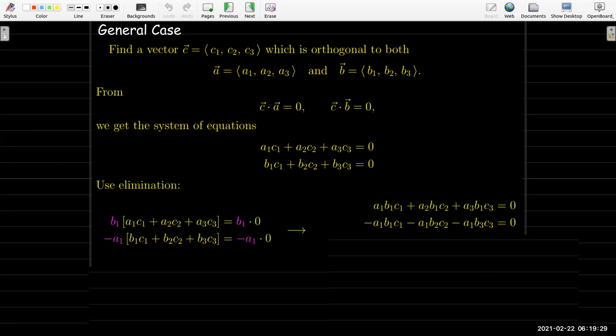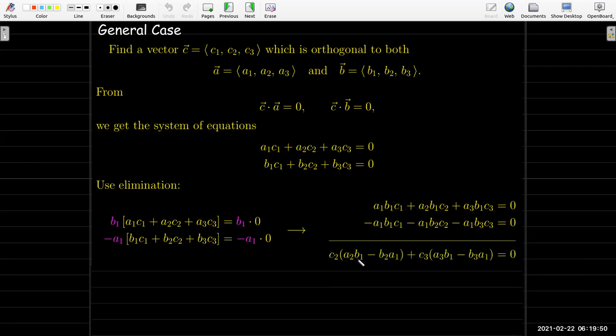So I'll multiply the top equation by positive B1, and I'll multiply the bottom equation by negative A1. So now I'll get two new equations, and I'll add them, just like I did in the example. Now, when I add them, I'm actually factoring out the C values here. So in the second terms, they both have a C2, and the coefficients on C2 would be A2, B1, and then subtract A1, B2. And that's what we have in parentheses. And for C3, I'd have A3, B1, minus A1, B3.